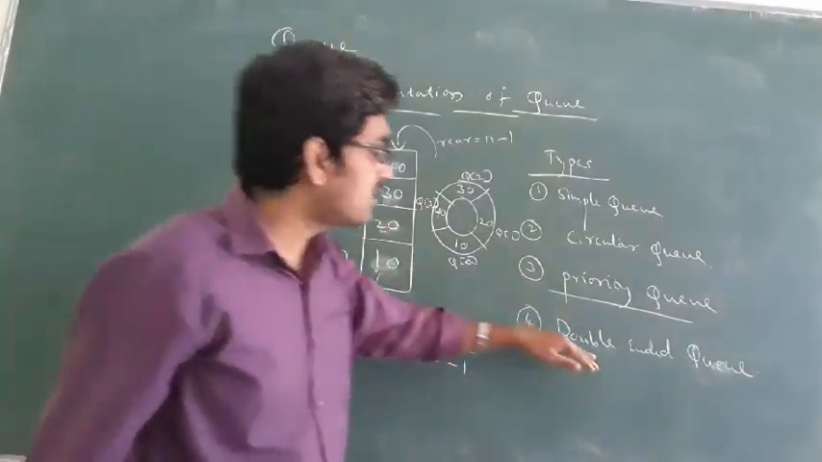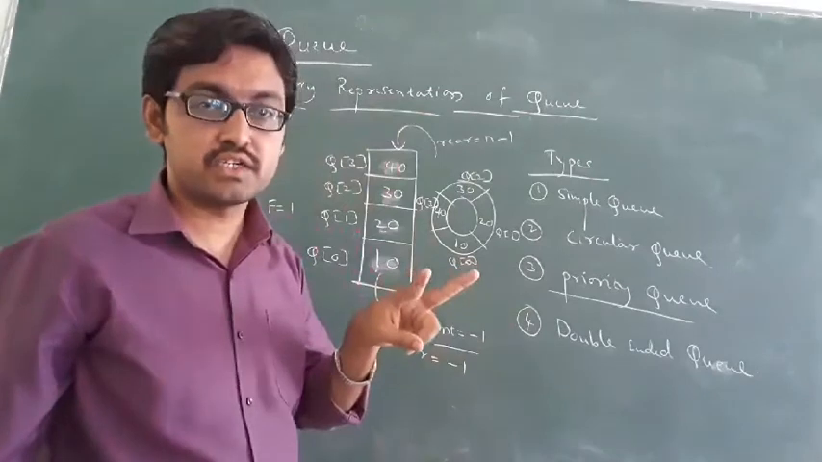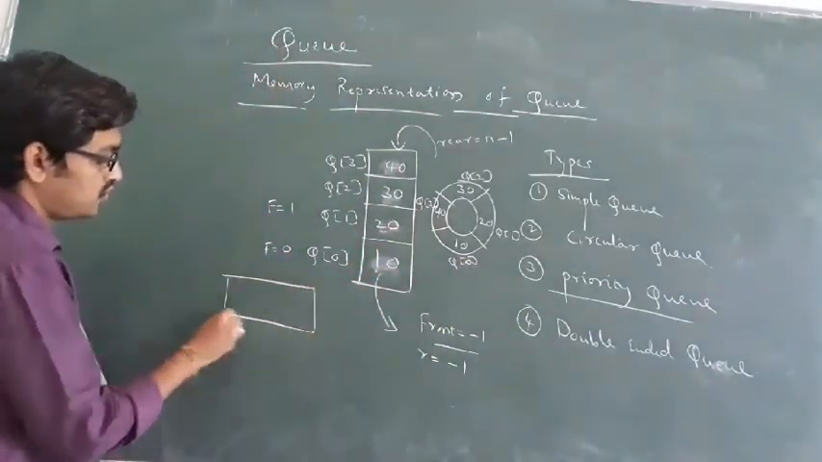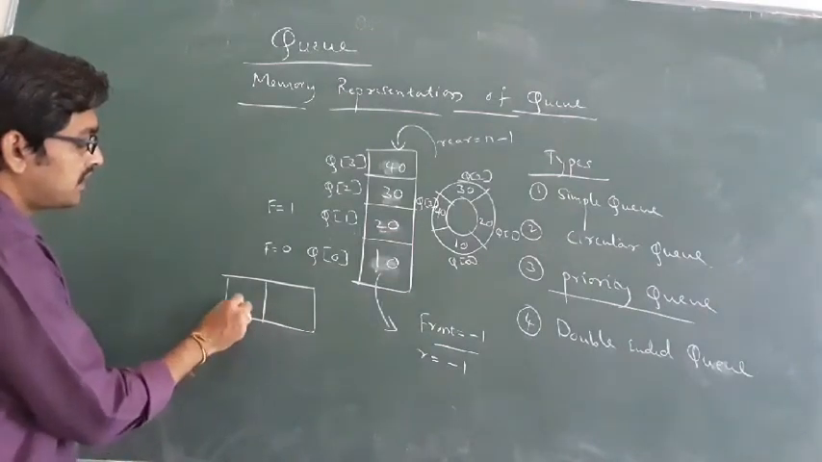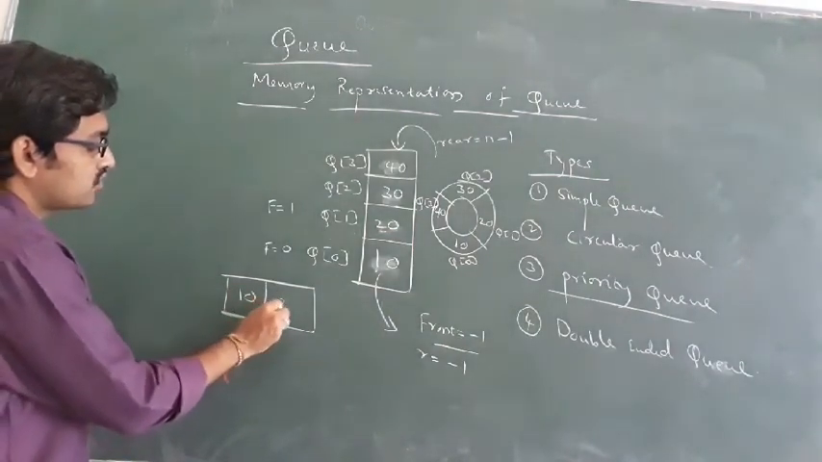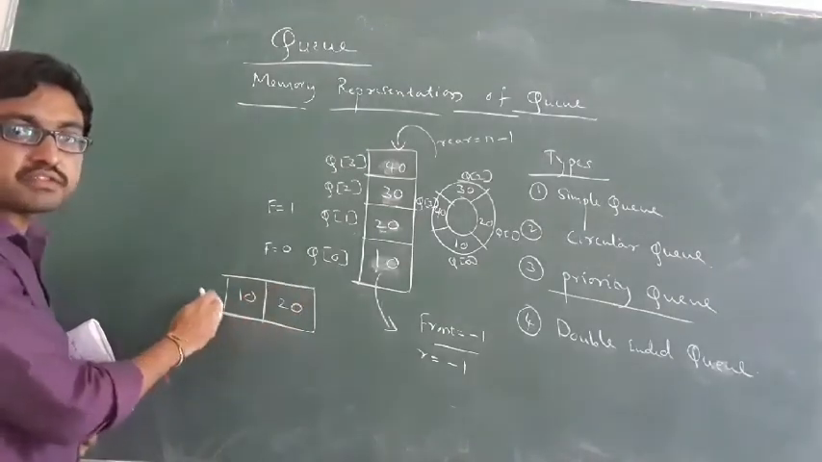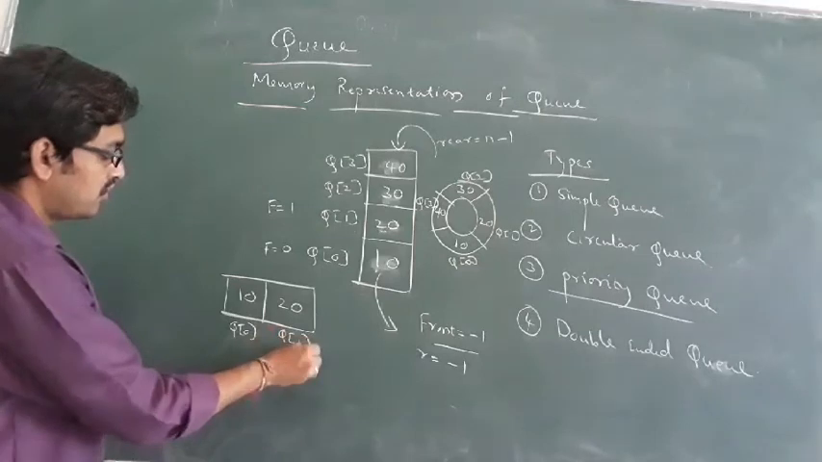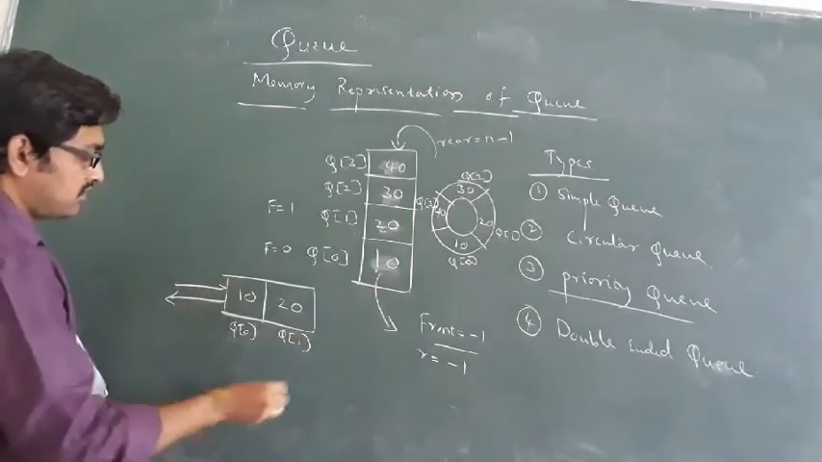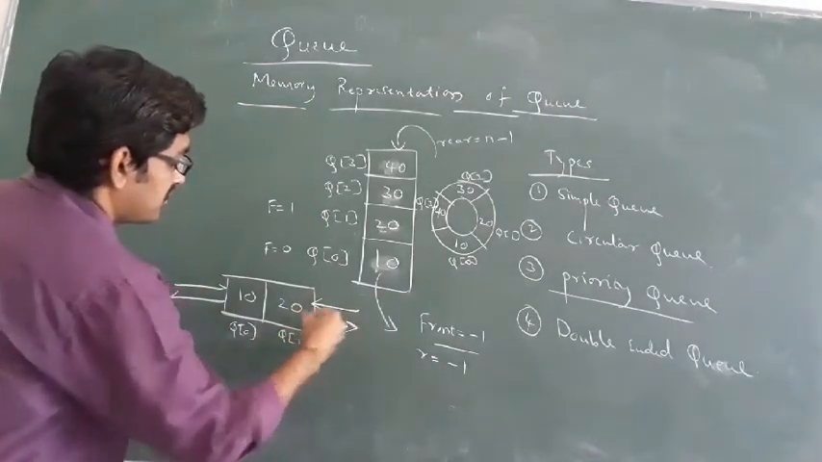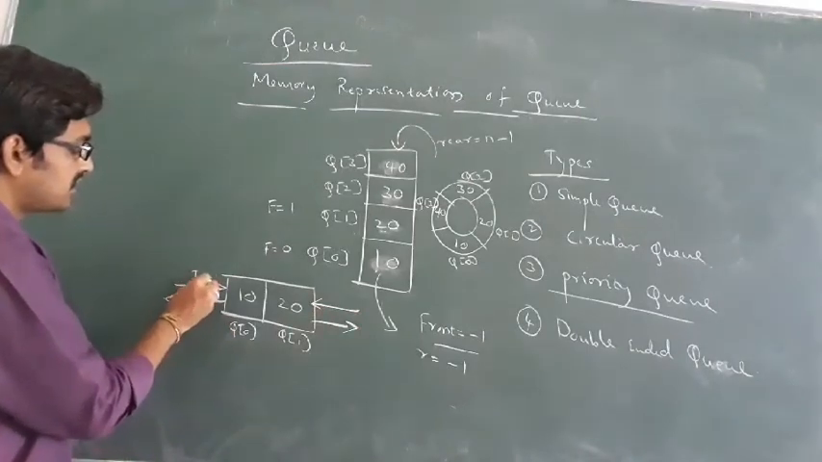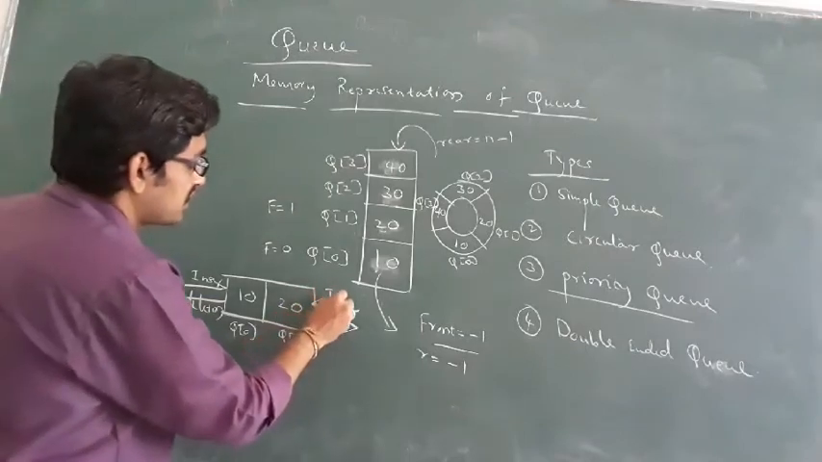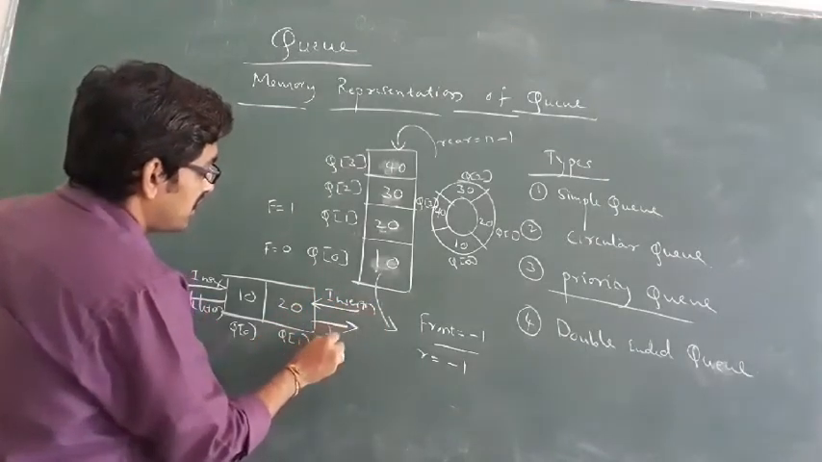The last one is the double-ended queue. See, this is the double-ended queue. For example, I am writing 10, this is 20. This is one queue. This is queue of 0, this is queue of 1. This is called insertion, and this is called deletion.